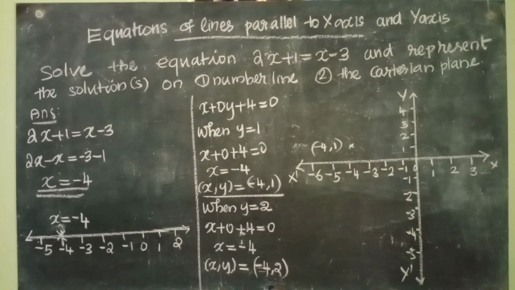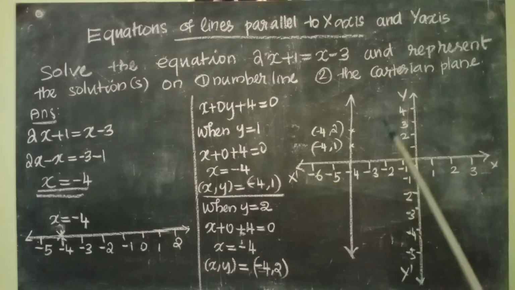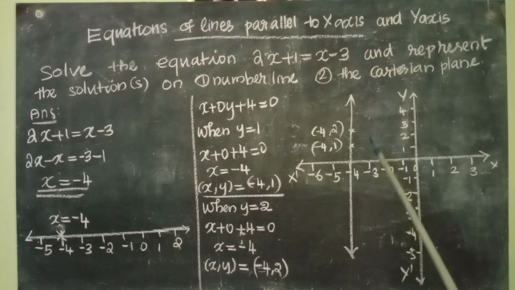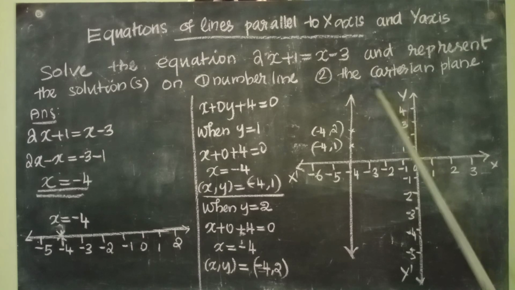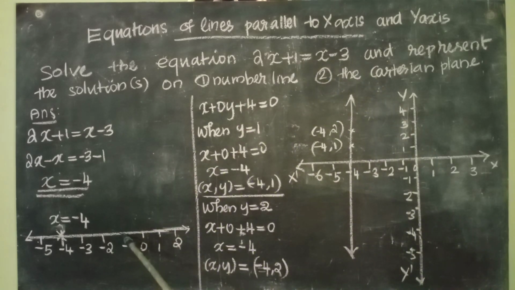Next point is (-4, 2). X coordinate -4, y coordinate 2. The x coordinate -4 is this one. Y coordinate 2, so 2 units up. This is the point (-4, 2). I have drawn the graph of it. You can see a straight line parallel to the y-axis. So this is the graph of this equation on the number line here and on the Cartesian plane here.